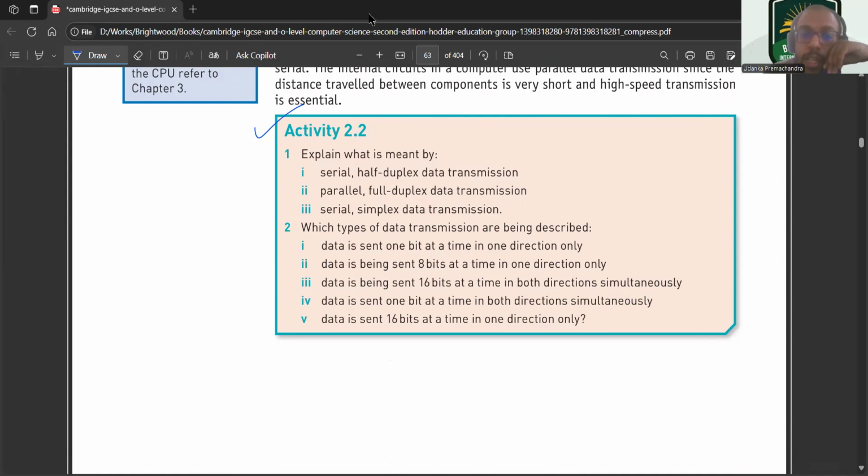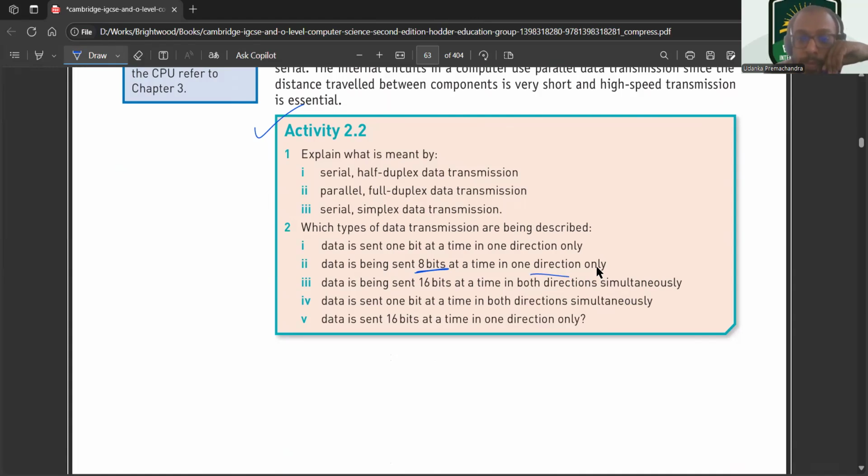Here, which types of data transmission are being described? Data is sent one bit at one time, one directional only. One bit at a time means serial, and one directional means simplex. Serial simplex data transmission. Like that, data is 8 bits at one time, one directional: parallel, simplex.